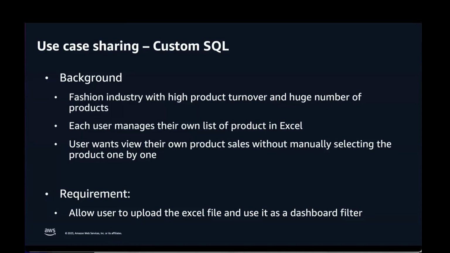Say every year they have many new product launches, and they have quite a lot of products which are not showing anymore. So they have a huge volume of products, and they have different users. Some users manage part of this product range. For example, maybe I manage product category A, and some others manage product category B. Each of the users only wants to view their own product sales. But the problem is that they don't want to use the filter in QuickSight manually. So let me quickly show you on the screen.